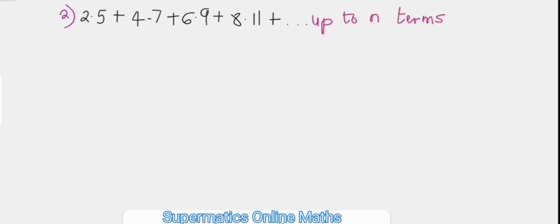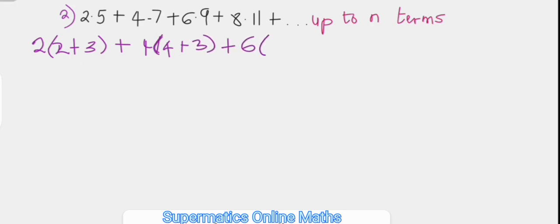In the second one, we have to find the sum of 2 times 5 plus 4 times 7 plus 6 times 9, and the order continues that way. Now, we can write it as 2 times (2 plus 3) plus 4 times (4 plus 3) plus 6 times (6 plus 3) and it goes on like that.